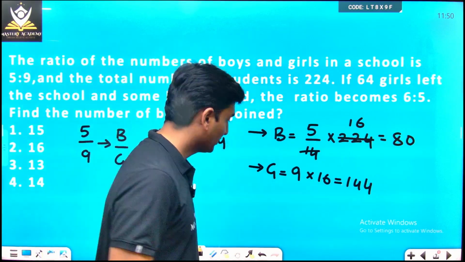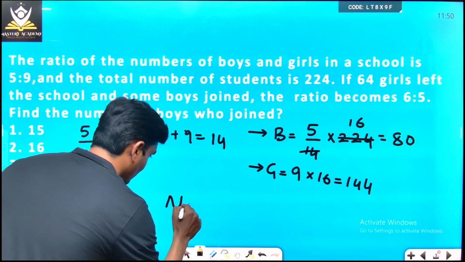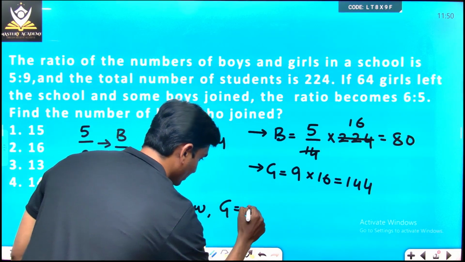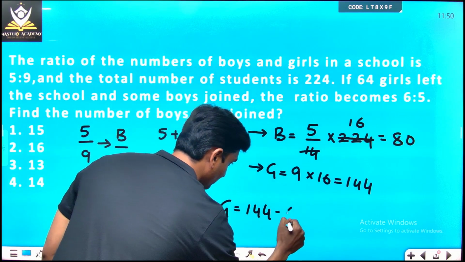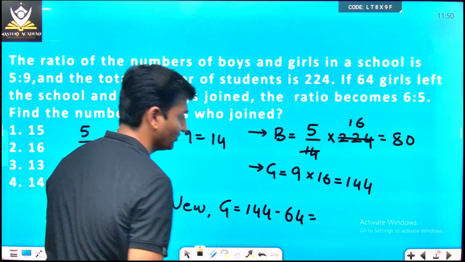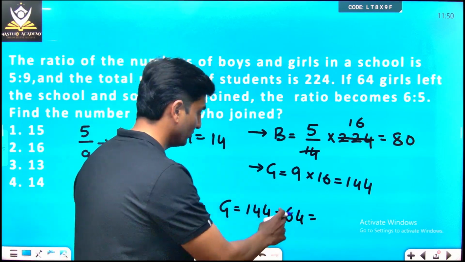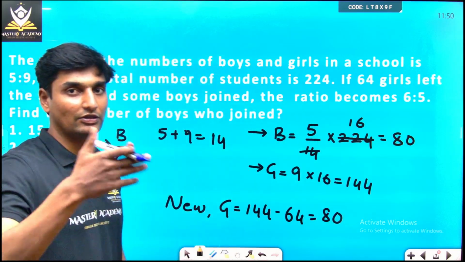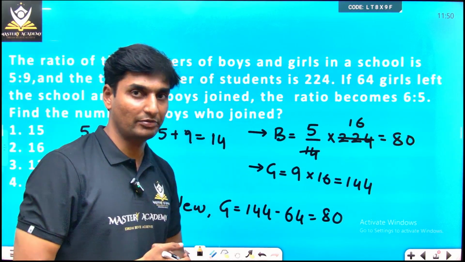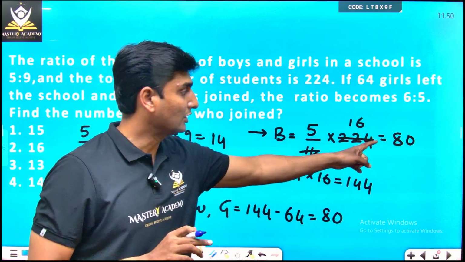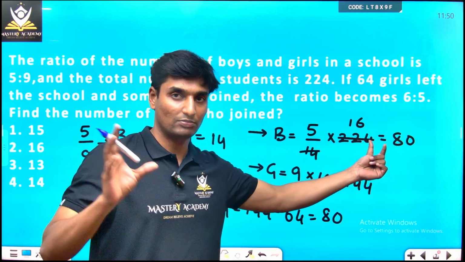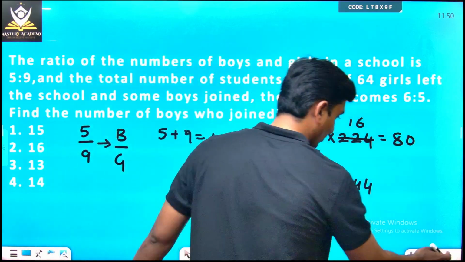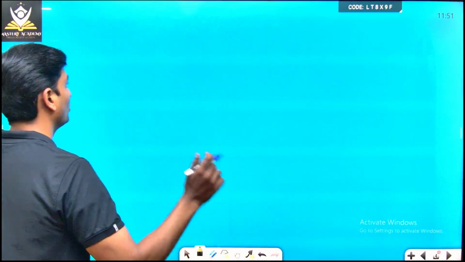So if I want the new values for the number of girls, we already know there were 144 girls, but 64 of them are leaving the school according to the question. So how many girls are remaining here? 80 girls. In the new admission format, 80 girls are remaining, but some boys joined in. Initially there were 80 boys, but new members joined in. We do not know the number of boys that have joined, but we know the ratio.